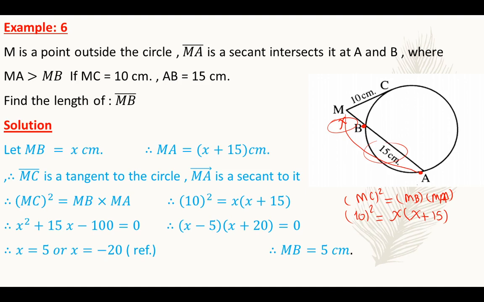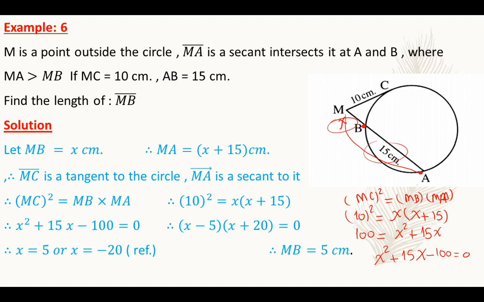Okay? Here MA equals MB plus BA. MB equals x, and BA, its length, equals 15, so MA equals x plus 15. 10 to the power of 2 will be 100. We are going to distribute: x times x is x squared, x times 15 equals 15x. Put it in the form of the quadratic equation: x squared plus 15x minus 100 equals 0.